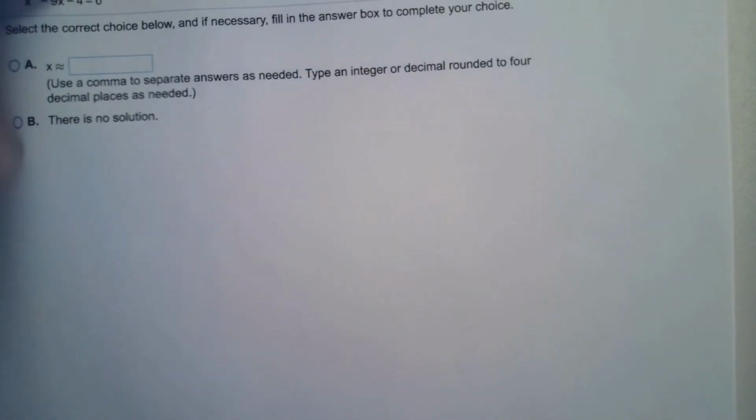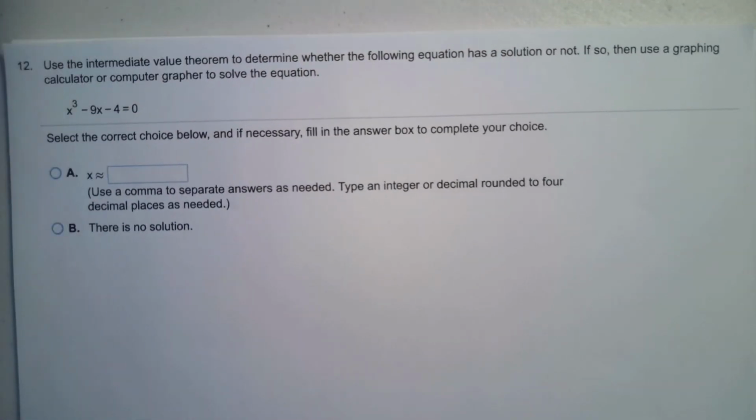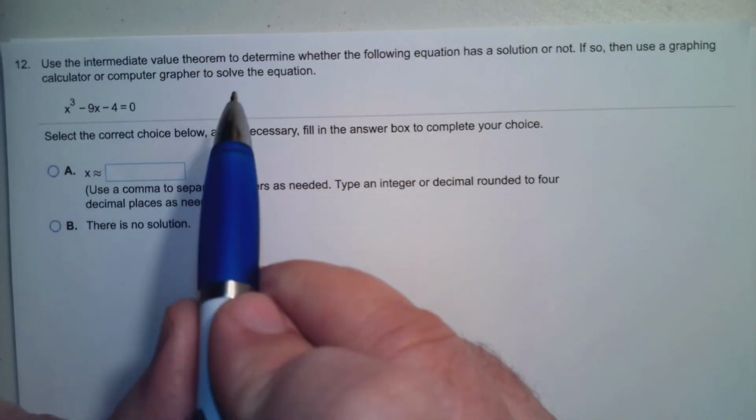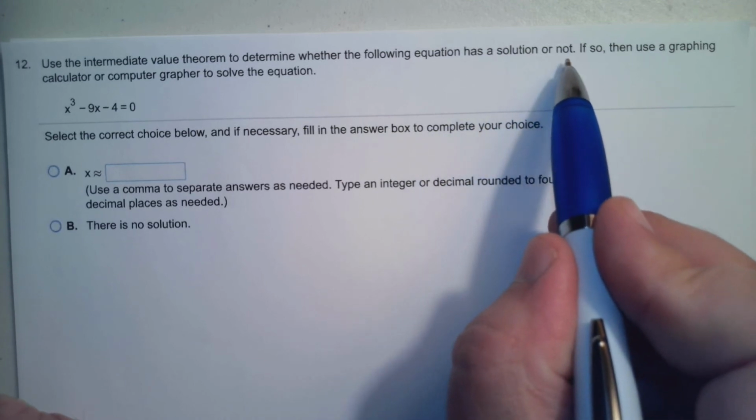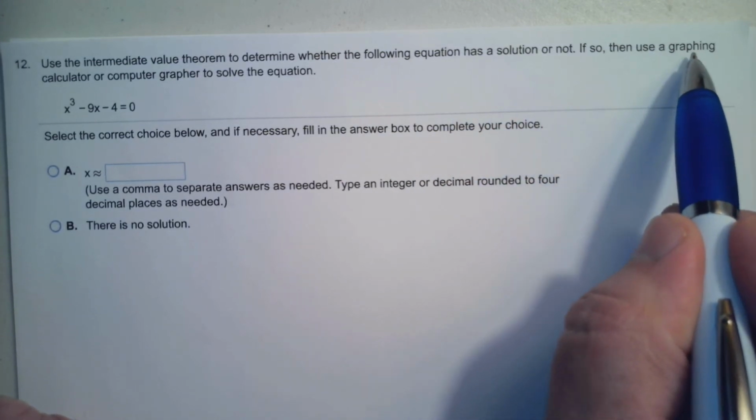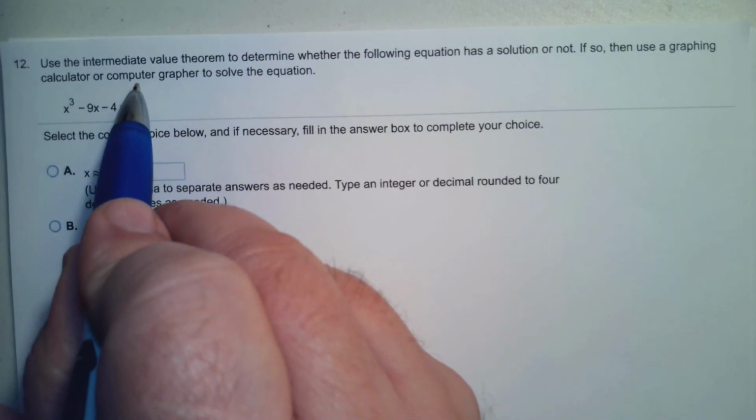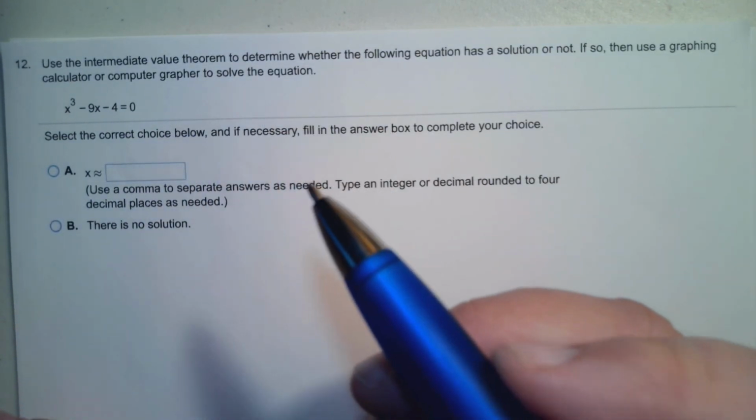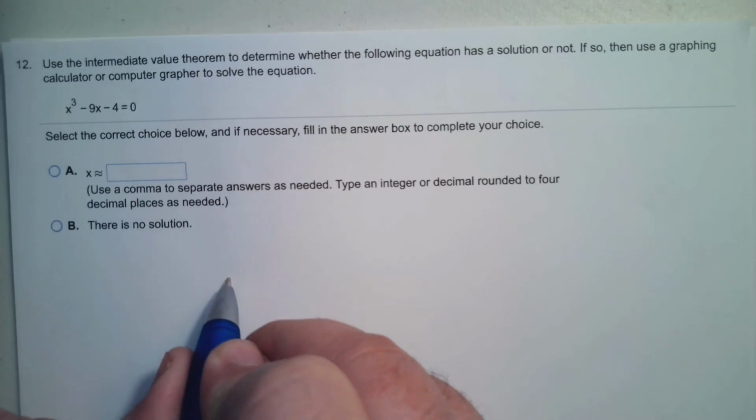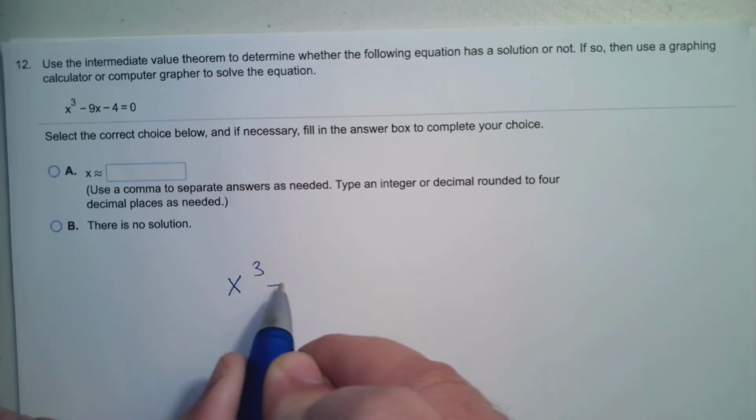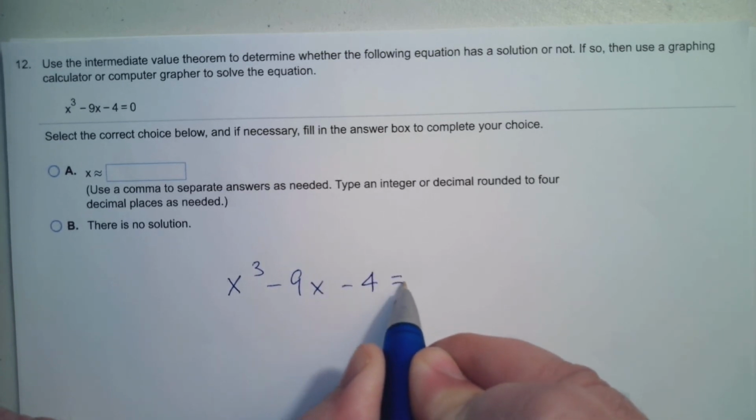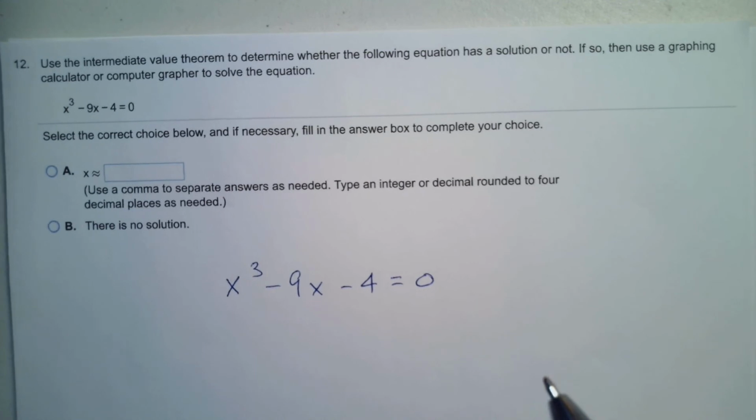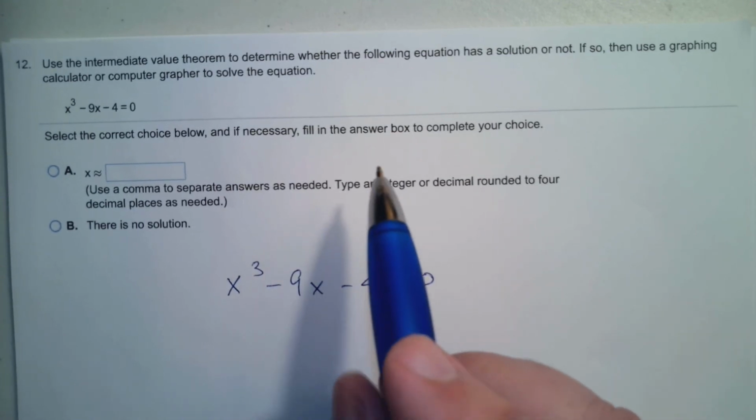And number 12. Use the intermediate value theorem to determine whether the following equation has a solution or not. If so, then use a graphing calculator or computer grapher to solve the equation. x cubed minus 9x minus 4 equals 0. Select the correct choice below.